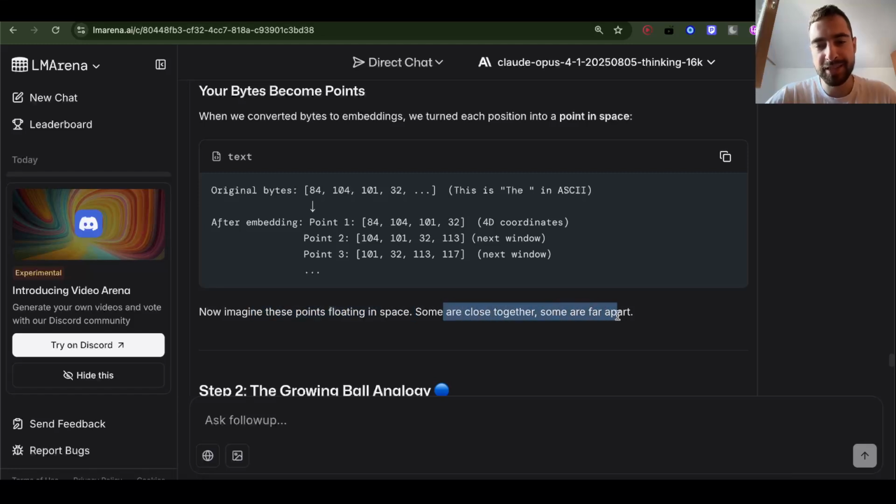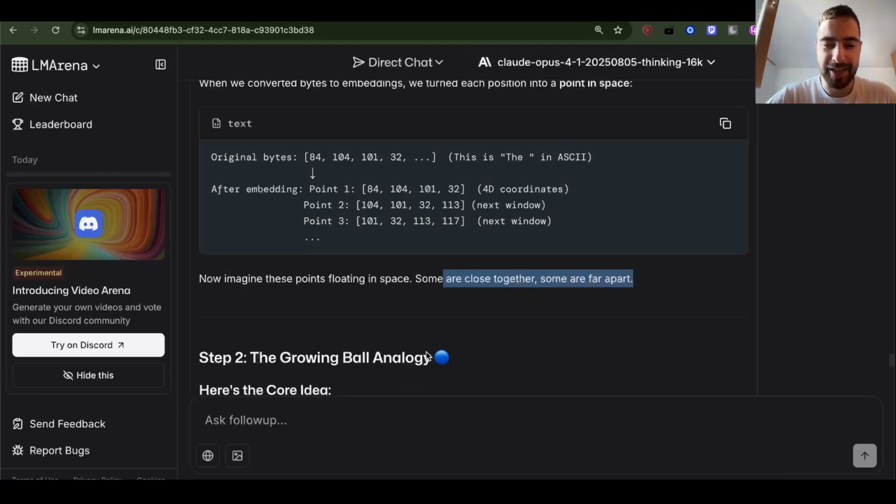Now imagine these points floating in space. Some are closer together, some are far apart. Claude Opus is the best AI, it's explaining so well.